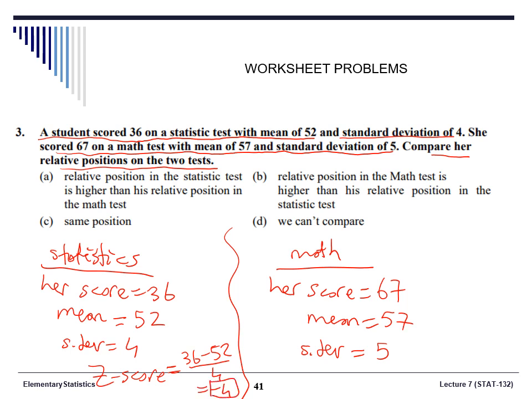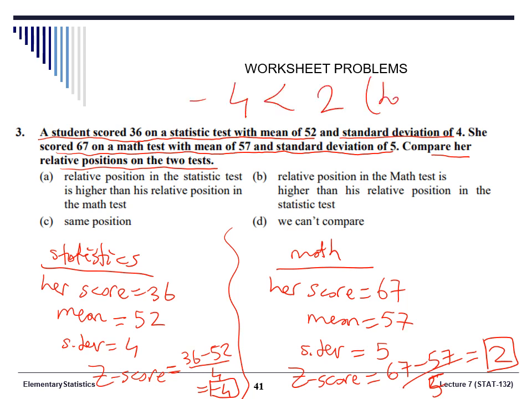And so her z-score here is 67 minus 57 divided by 2... sorry, this will be just 2. So when you compare these two, her stat score is -4, and -4 is less than 2.